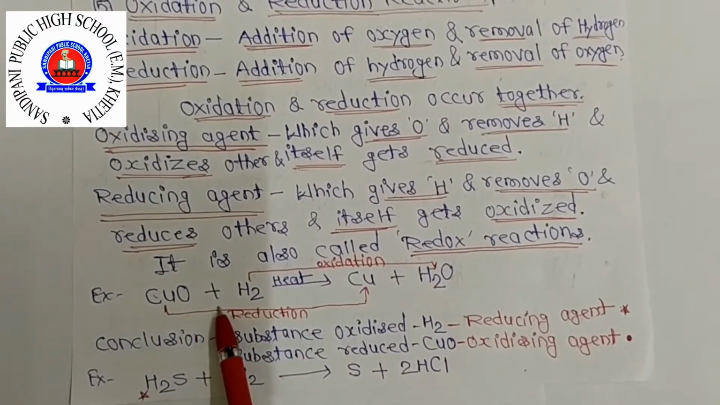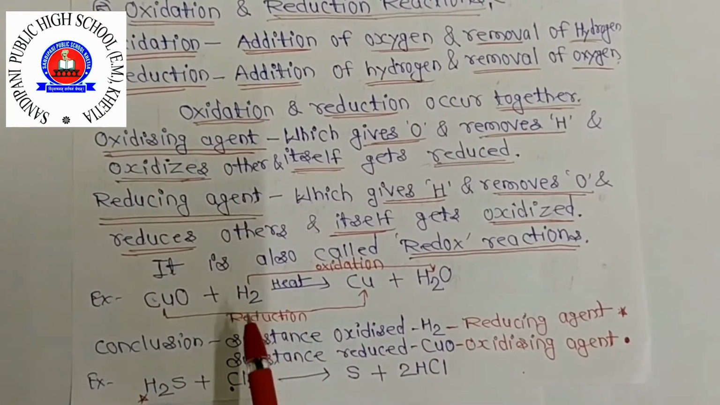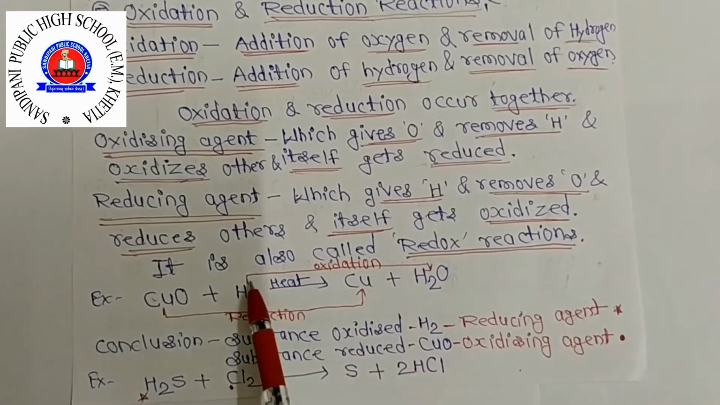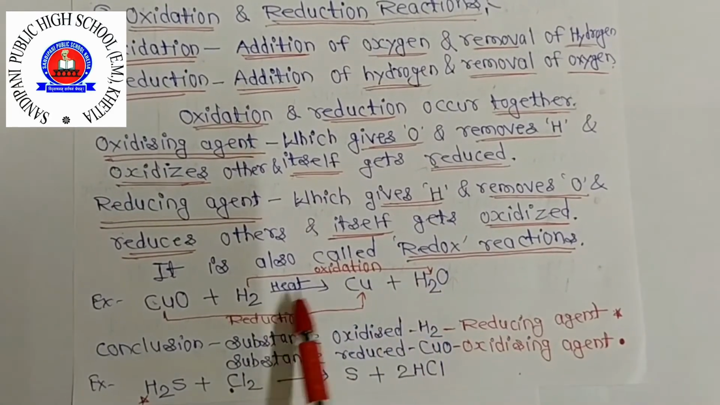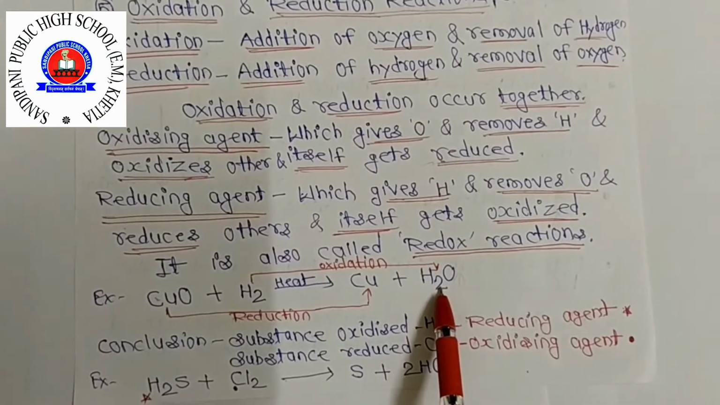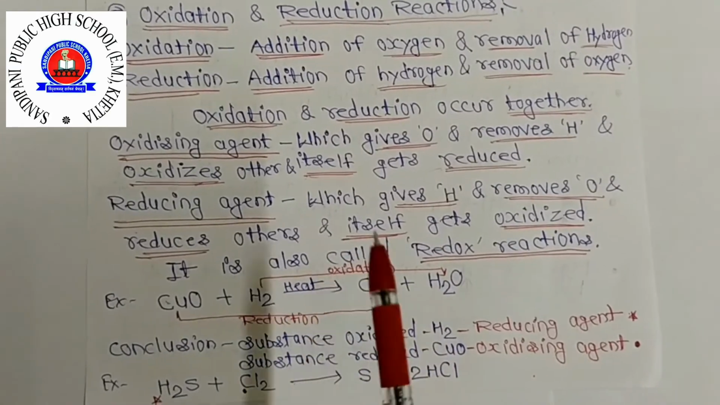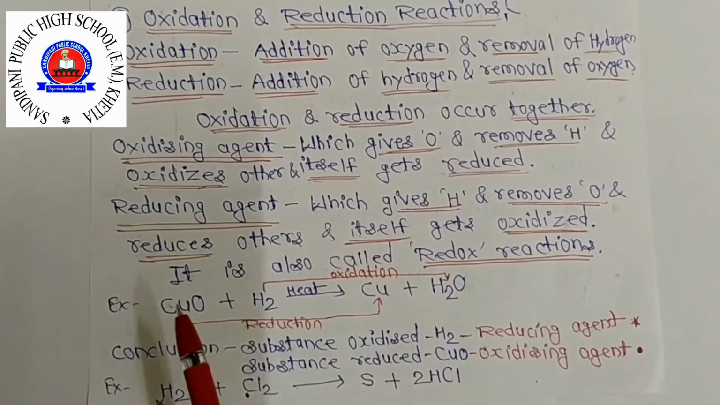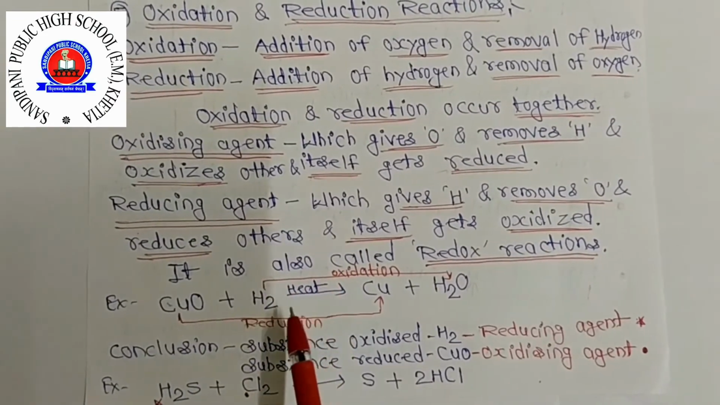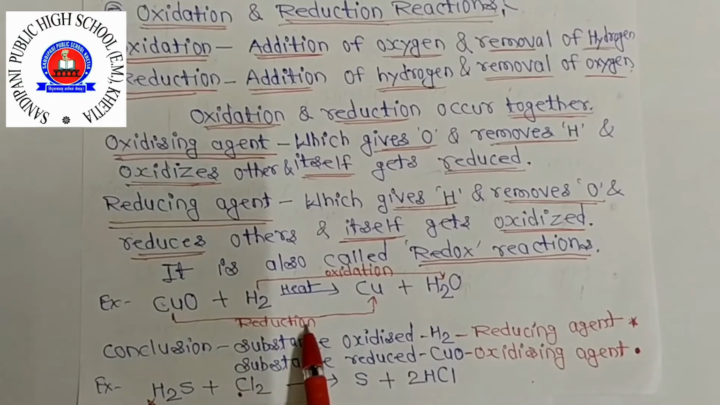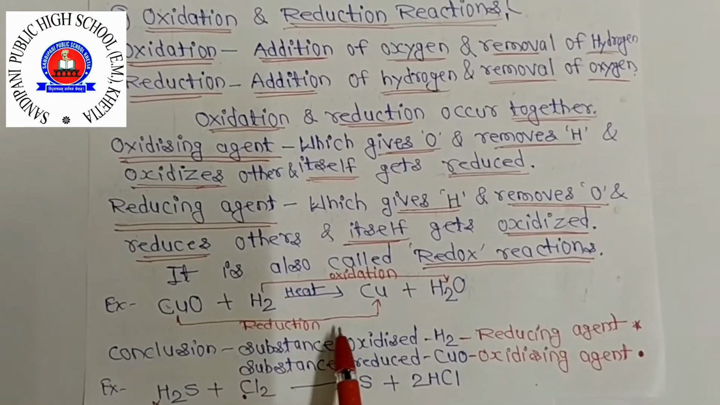Itself reduced, and the other oxidized, meaning this is the oxidizing agent. And here hydrogen gets oxidation, meaning hydrogen, what did it become afterwards? Water. Clear this one? So in this, oxygen is being removed from the copper oxide. Now by definition, removal of oxygen from a substance is called reduction. So we can say that copper oxide is being reduced to copper.